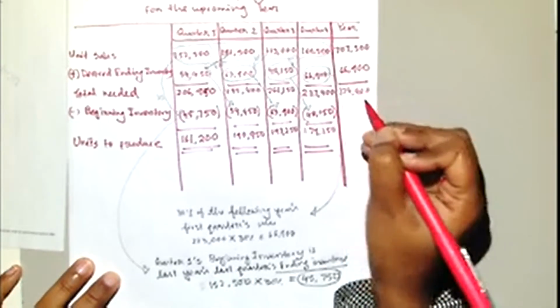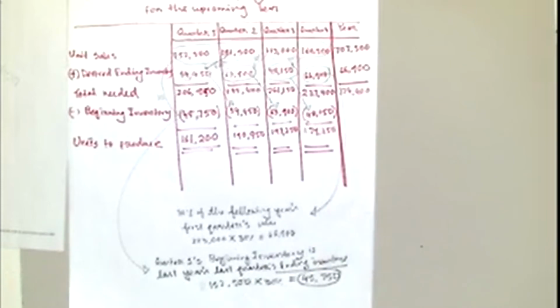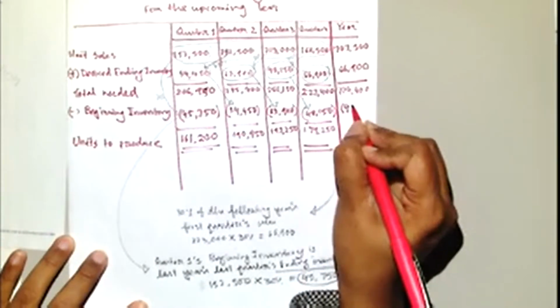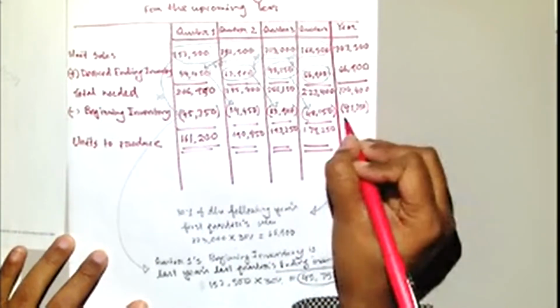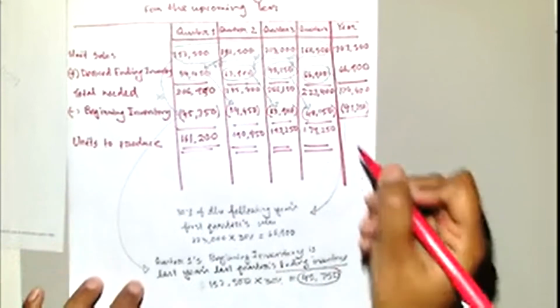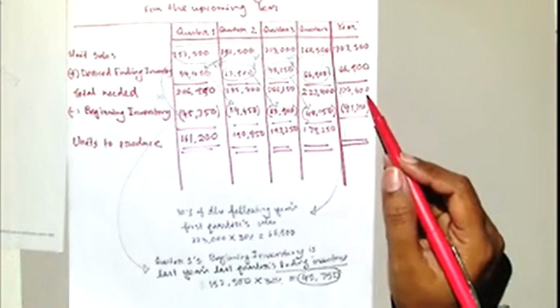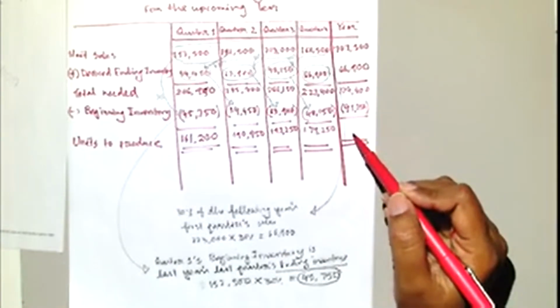Good. Now, who can tell me what will be your beginning inventory? This year's beginning inventory on the very first day, on January 1st. What was your beginning inventory? Yeah, it's only for the first quarter. That means when you are writing your year's beginning inventory, you will write it down, 45,750. Now, subtract that beginning inventory from your total. Then you will find how many units for the whole year you have to produce?